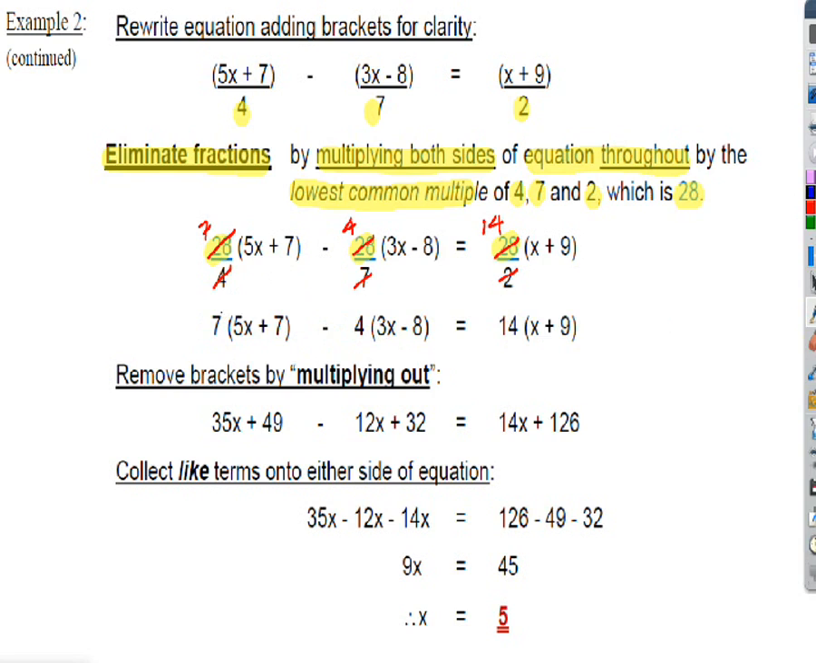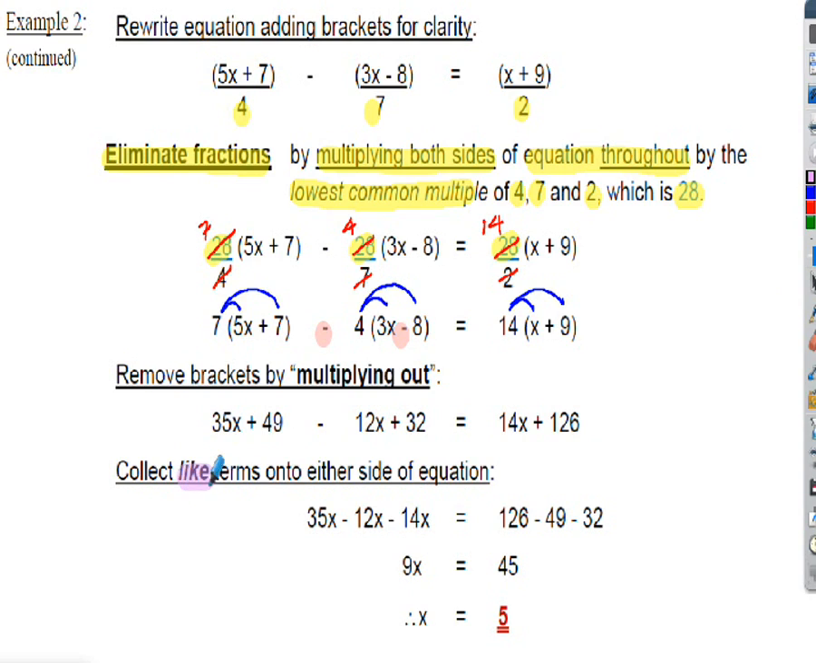On the next line I simply expand the bracket, 7 multiplied by 5x and 7 multiplied by 7, and then the negative 4 multiplied by the 3x and the negative 4 multiplied by the negative 8. On the right hand side 14 multiplied by the x and 14 multiplied by the 9. So expanding the bracket, 7 multiplied by 5x is 35x, 7 multiplied by 7 is plus 49. Now we're subtracting from that 4 multiplied by 3x, that's 12x. And notice negative 4 multiplied by negative 8, so that's positive, 2 negatives make a positive, 32 here. And that's equal on the right hand side, 14x plus 14 multiplied by 9, 126.